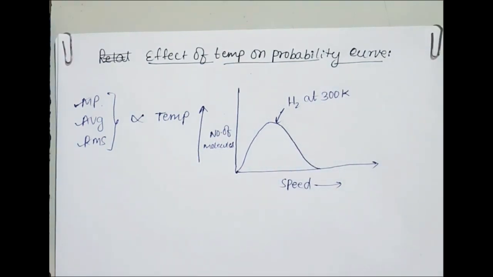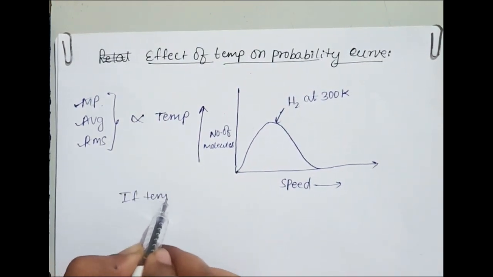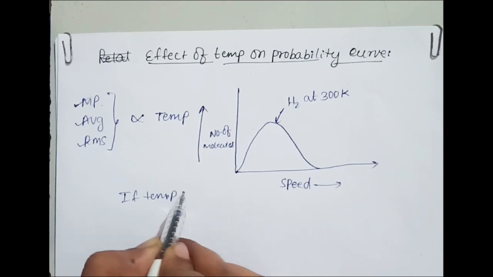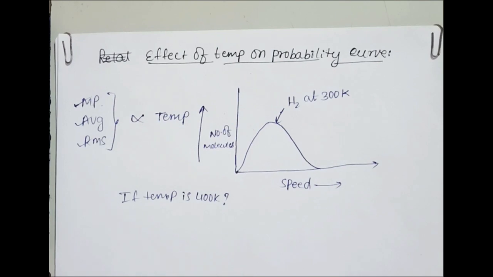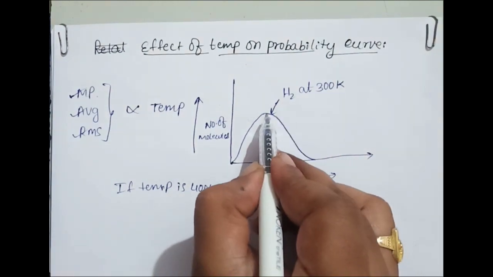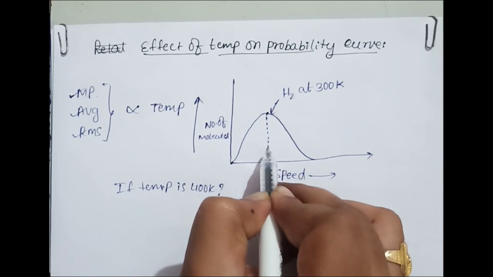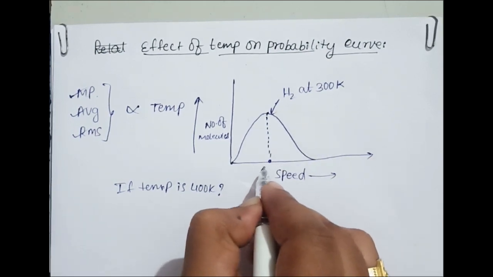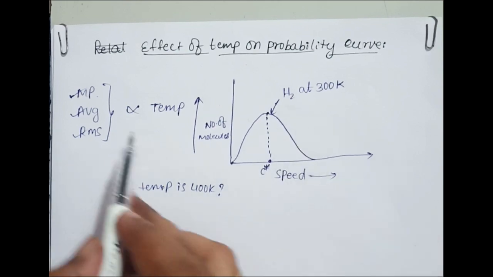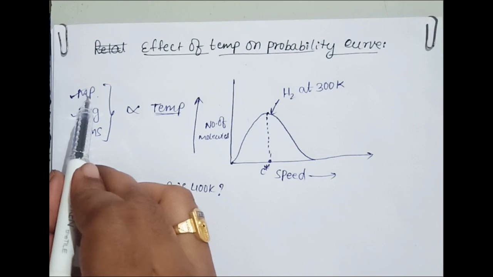Now the question is, suppose the temperature is 400 Kelvin, what would be the graph? That is the question. So this is the most probable speed, correct? You can say C star. Now what we have studied is, as the temperature increases, the most probable speed also increases.